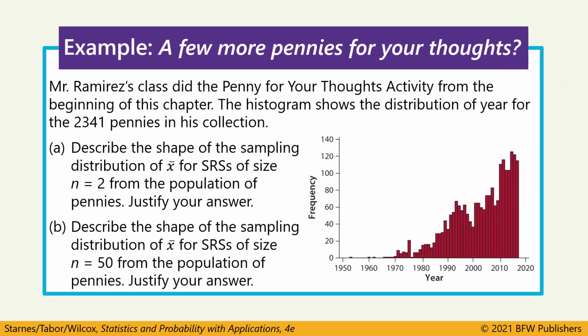Mr. Ramirez's class did the penny for your thoughts activity from the beginning of this chapter. The histogram shows the distribution of year for the 2,341 pennies in his collection. So this is the whole population of all the pennies that they could sample from. Let's say we were to take a sample of size 2. What would the shape of that population be? All right, and how would that compare to a sample of size 50?